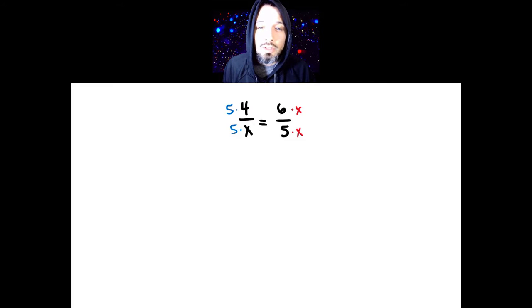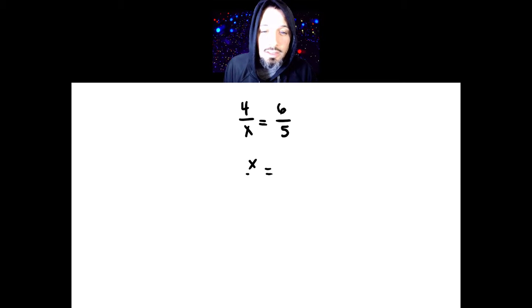So I'm going to redo this in a different way. So I'm going to go a different route. And here's what I recommend. I would find the reciprocal of each fraction, meaning you're going to switch the numerator and denominator. So I would get x over 4 equals 5 over 6. So you can see basically I flipped each fraction.